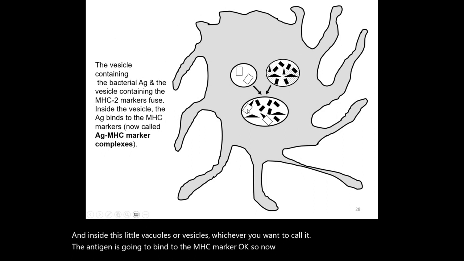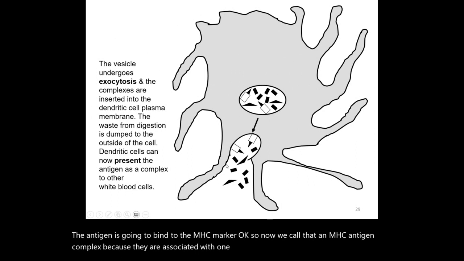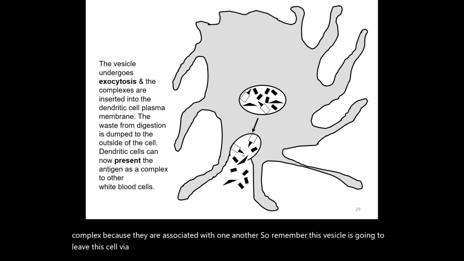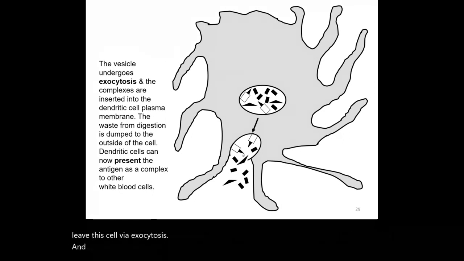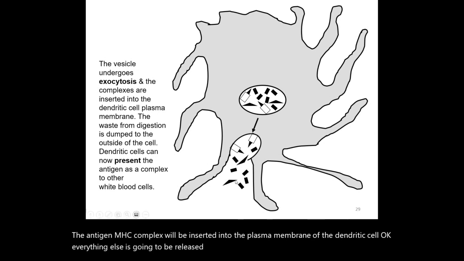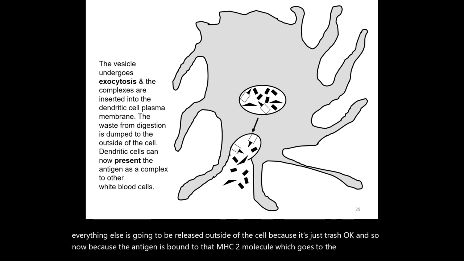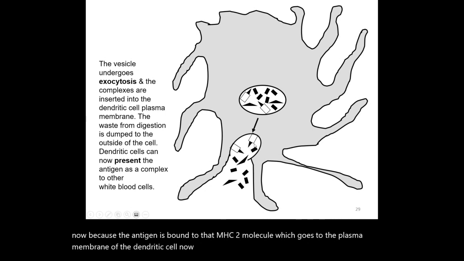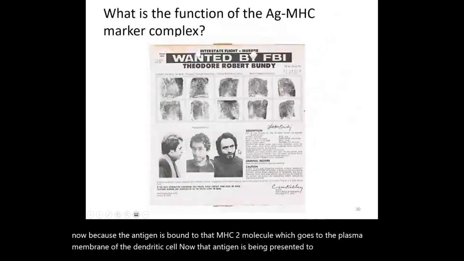Now we call that an MHC antigen complex because they are associated with one another. This vesicle is going to leave the cell via exocytosis, and from there, the antigen MHC complex will be inserted into the plasma membrane of the dendritic cell. Everything else is released outside of the cell because it's just trash. Now, because the antigen is bound to that MHC2 molecule, which goes to the plasma membrane of the dendritic cell, that antigen is being presented to other white blood cells.